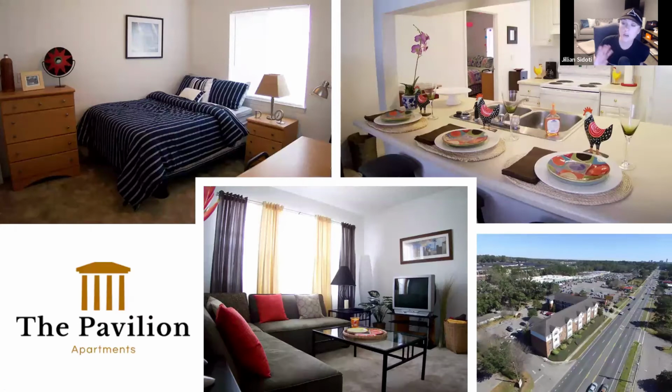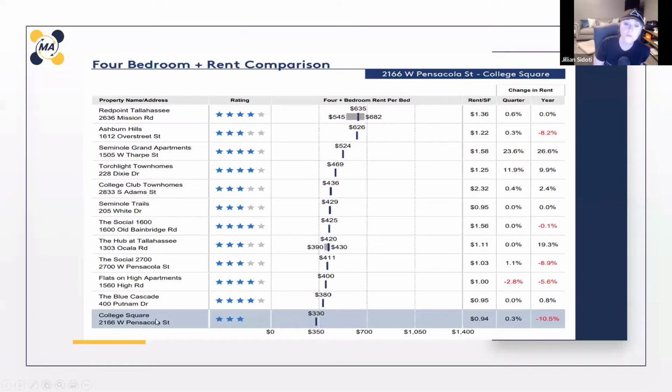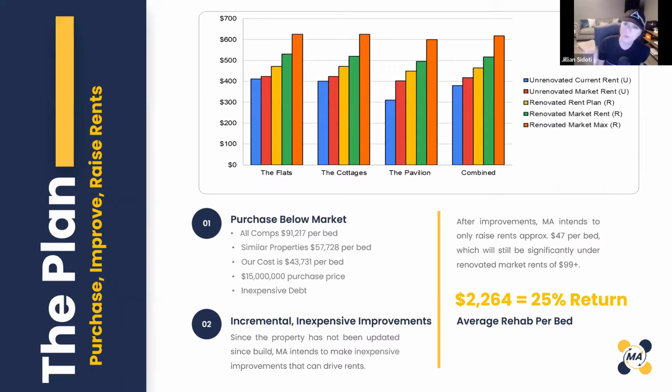Again, pictures, and now I'm getting our investor kind of used to this, and they are really below rent, right? So I'm making that real impact at the end here. So what's our plan? This is our plan. We're going to bring it up to market rents, and we're estimating about a 25% average return on investment. We're going to make incremental, inexpensive improvements that are going to make a huge impact on our rent.